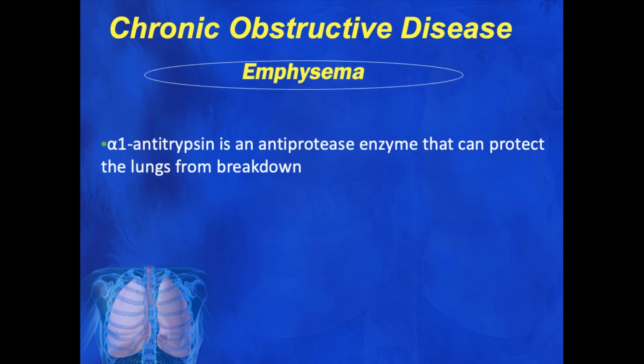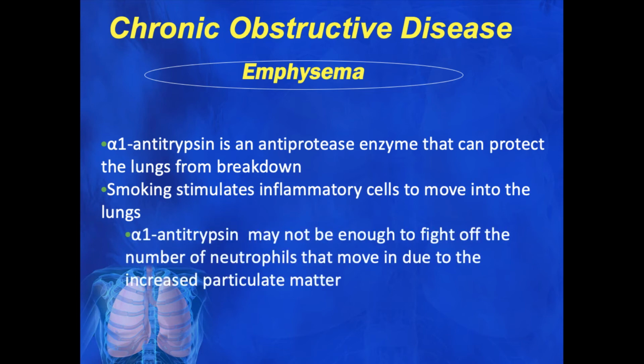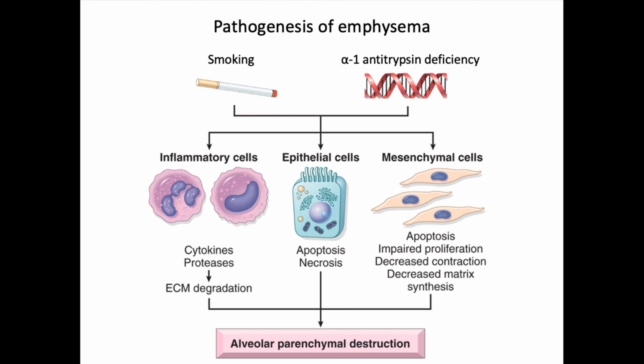So alpha-1 antitrypsin is an antiprotease enzyme that can protect the lungs from breakdown. Smoking stimulates inflammatory cells to move into the lungs, and the alpha-1 antitrypsin may not be enough to fight off all the neutrophils that have moved into the lungs because of this increase in particulate matter. So you have smoking, or you have this alpha-1 antitrypsin deficiency, and then that leads to this inflammatory response. So you have proteases that are going to degrade the elastin and degrade the alveoli.